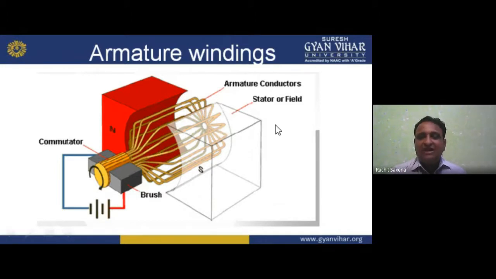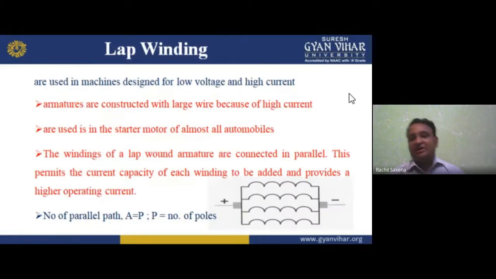So here we have the armature conductors. How we place them basically depends on the armature windings. That is correct. Now, first is the lap winding. It is used in machines designed for low voltage and high current. Armatures are constructed with large wire because of high current. Large wires are used in the starter motor of almost all automobiles.